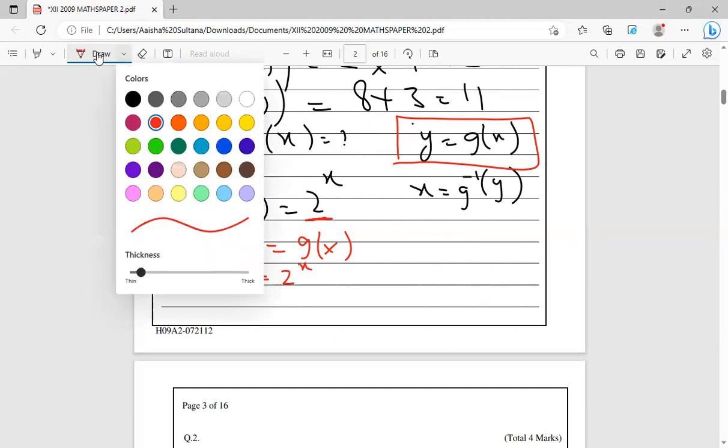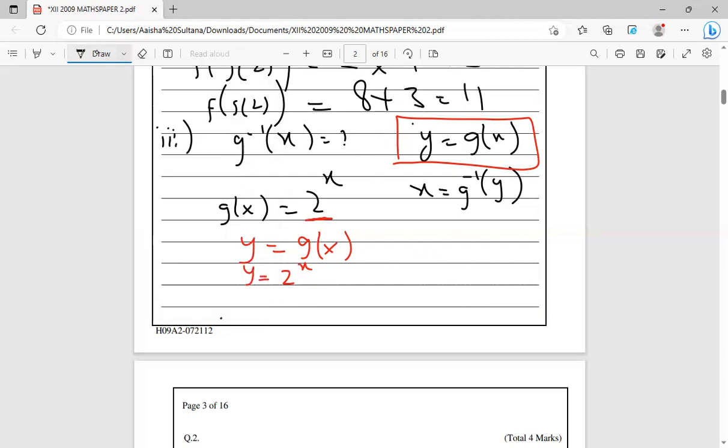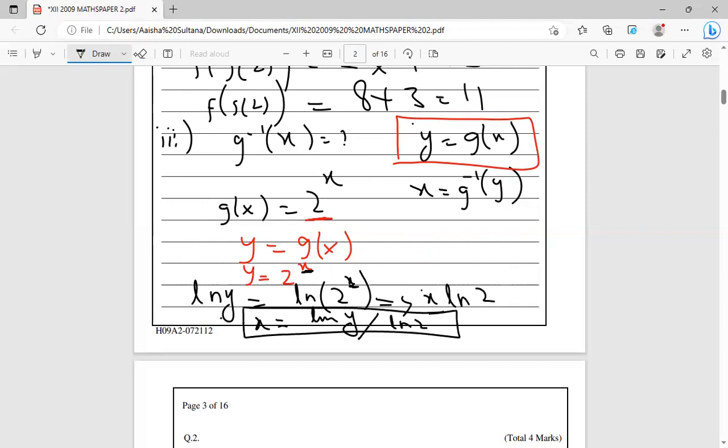x. We know that whenever we want to make x a coefficient, we need to apply the ln on both sides. When we apply ln on both sides, the third law of the log property will be used. The power will become the coefficient. Means this is the power, it will become the coefficient. So it becomes x ln of 2. x is equal to ln of y upon ln of 2, which will be the value of g inverse of y.